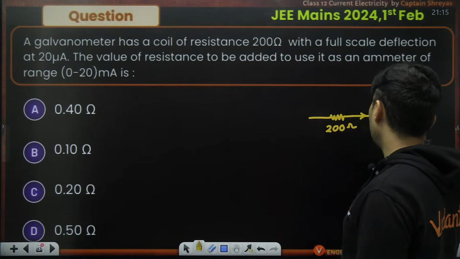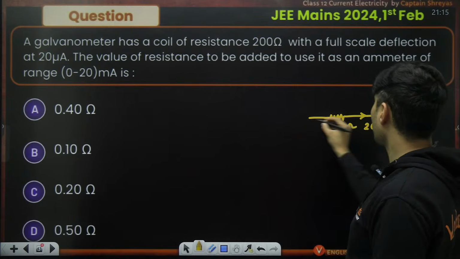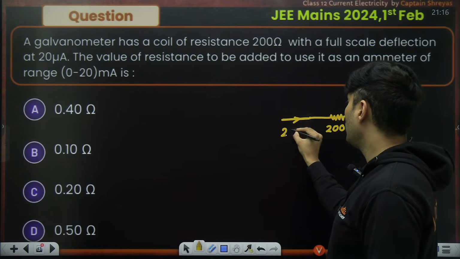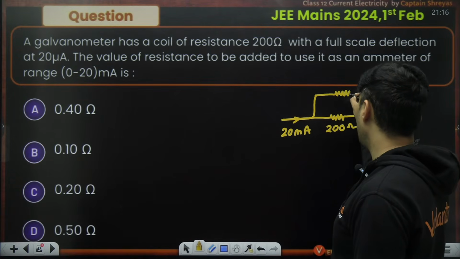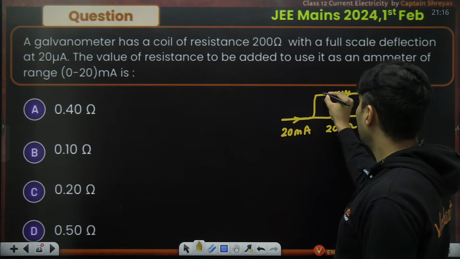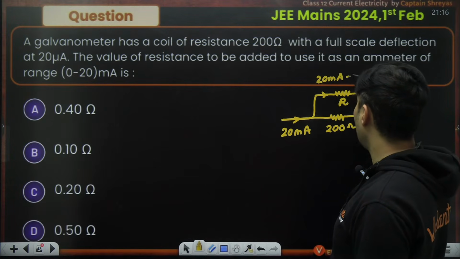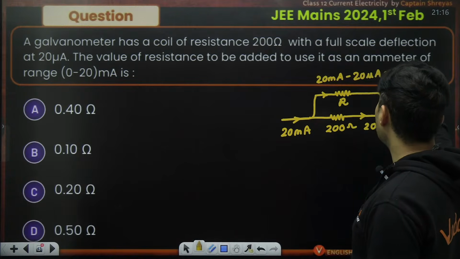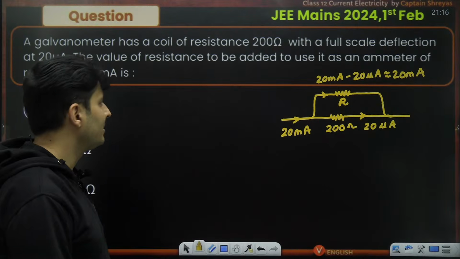The maximum current which it can allow is 20 microampere. So if you have a current of 20 milliamperes coming in, most of the current will get bypassed like this through some shunt, and the current that will bypass will be 20 milliamperes minus 20 microamperes, which is as good as saying 20 milliamperes only, because from milli, if you subtract micro, hardly anything is remaining.